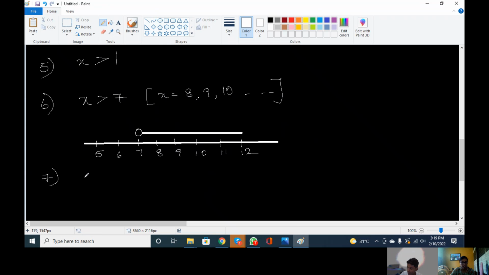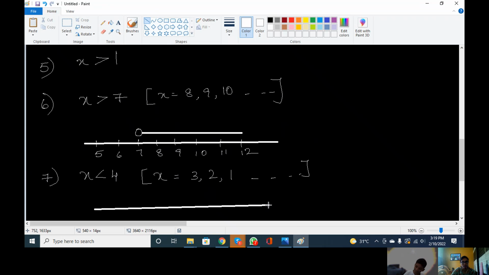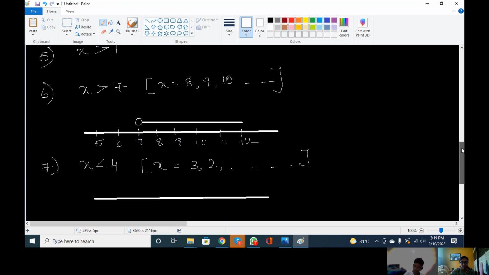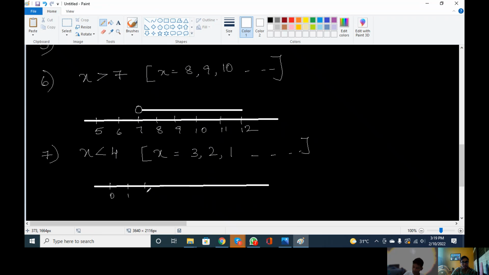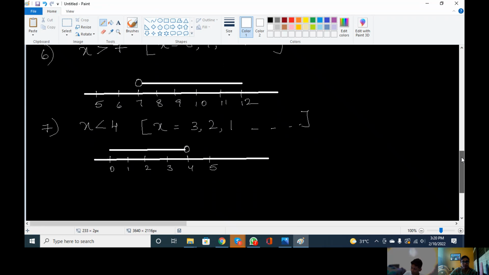Seventh question. X is less than 4. This means the x values are 3, 2, 1, and so on. Zero, 1, 2, 3, 4, 5. The x value is on 4, so circle the 4, and it is less than 4, so open the left side. Do not fill it because 4 is not included. Are you getting it?